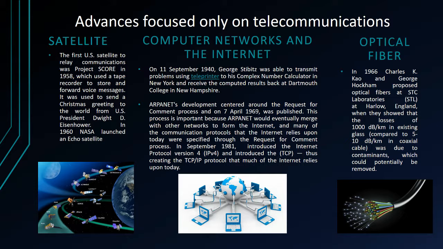On 11 September 1940, George Stibitz was able to transmit problems using teleprinter to his complex number calculator in New York and received the computer results back at Dartmouth College in New Hampshire. ARPANET's development centered around the request for comments process, and on 7 April 1969 RFC 1 was published. In September 1981, the Internet Protocol version 4 was introduced, along with TCP, thus creating the TCP/IP protocol that much of the Internet relies upon today.